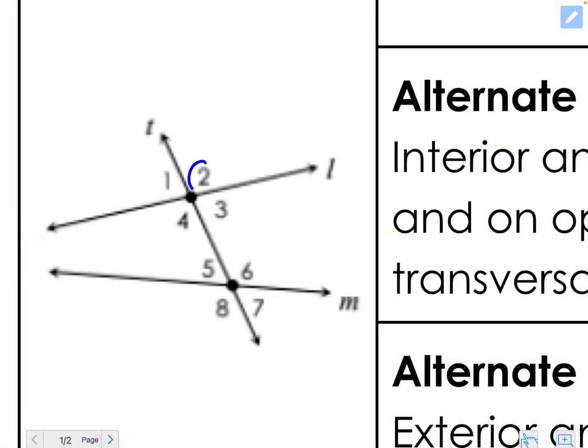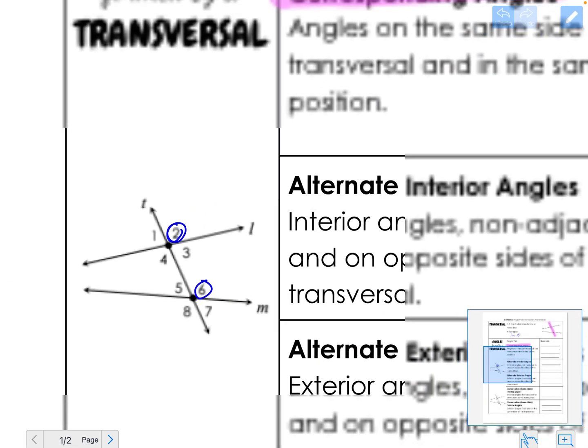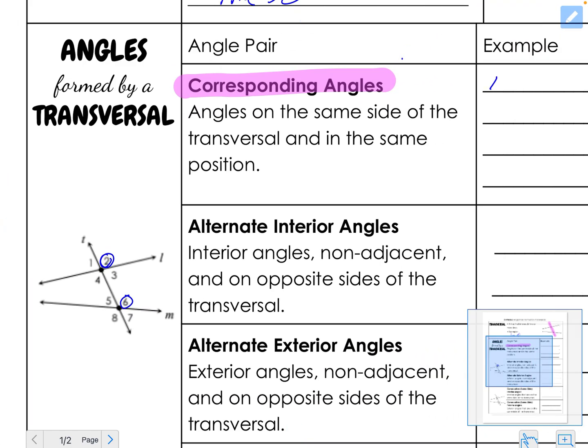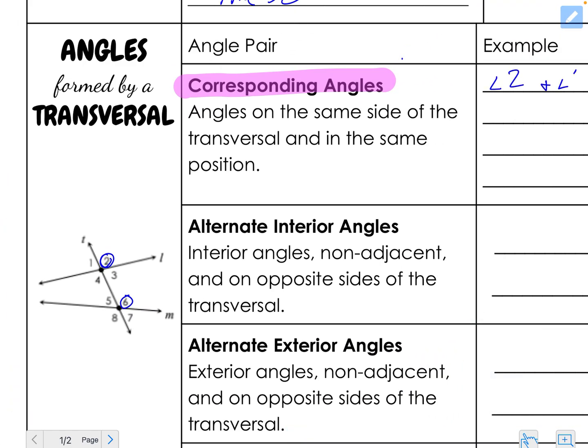So angle 2 is north of, or above, line L, but to the right of T. So we want to find the number that is north of line M, or above, and also to the right of T. That makes angle 2 and angle 6 corresponding angles. Now let's look at 1. Angle 1 is on the left side and above L, and its corresponding angle is going to be 5 because it's above M, but still on the left side. So angle 1 and angle 5 are our corresponding angles.